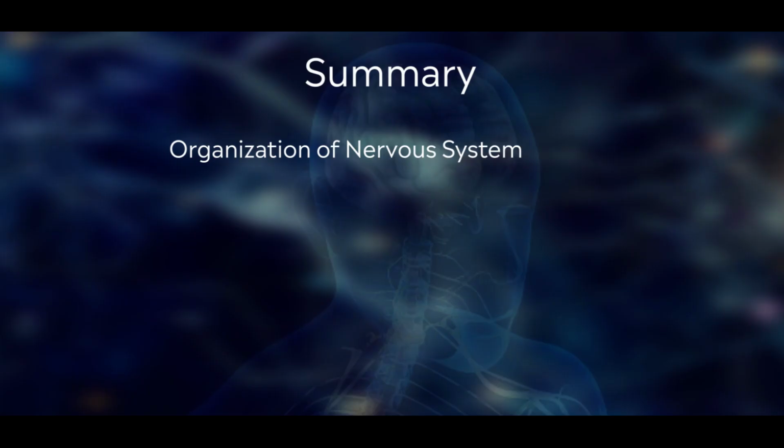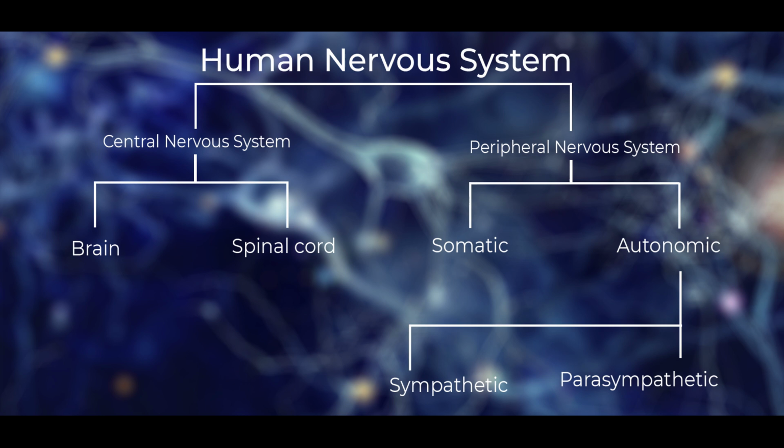Let's quickly go back to what we discussed today. So we talked about the organization of nervous system. When we say the organization of the nervous system, it is mainly divided into two parts: the central nervous system and the peripheral nervous system. Central nervous system is again divided into brain and spinal cord. The peripheral nervous system is further divided into somatic and autonomic nervous system. The autonomic nervous system is further divided into sympathetic and parasympathetic nervous system.